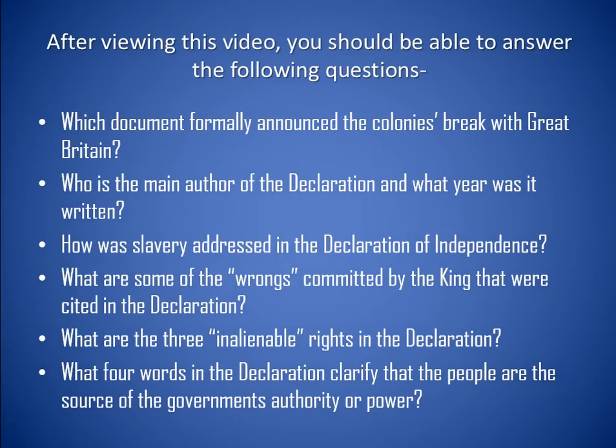So after viewing this video, there are some questions that you should be able to answer, and you'll be seeing these questions again. So please make sure that you have the answers. Which document formally announced the colony's break with Great Britain? Who was the main author of the Declaration, and what year was it written? How was slavery addressed in the Declaration of Independence? What are some of the wrongs committed by the king that were cited in the Declaration? What are the 3 inalienable rights in the Declaration? And what 4 words in the Declaration clarify that the people are the source of the government's authority or power?